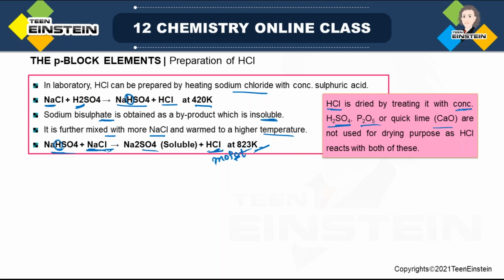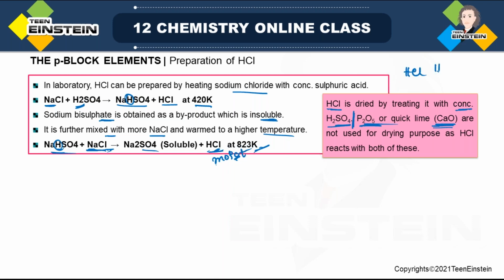Sorry, what I have said. By treating it with concentrated H2SO4 only. These two you cannot use. Why? Because when you are trying to dry the HCl gas, there will be a reaction with these two compounds. But we do not want any reaction to occur. So that is why only H2SO4 can be used.